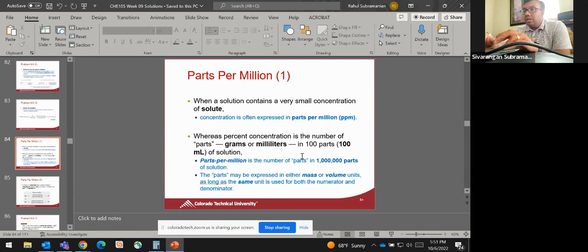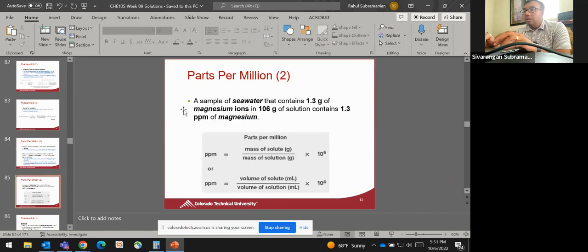Parts per million is the number of parts of the solute in 1 million parts of the solution. And in this case, because the denominator is such a huge number, 1 million, usually it doesn't matter whether you express it as mass or volume units. So seawater contains 1.3 grams of magnesium ions in 10^6 grams of solution, 1.3 ppm of magnesium. What this means is mass of solute is 1.3 grams.